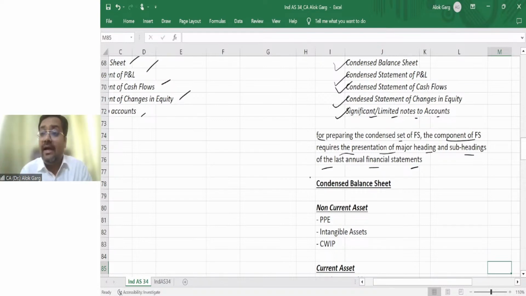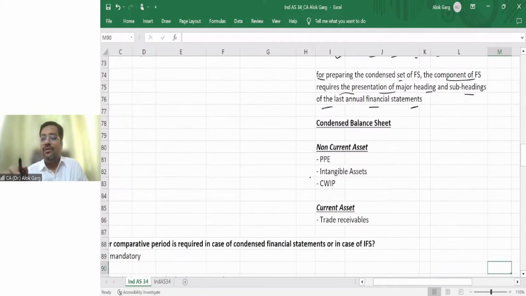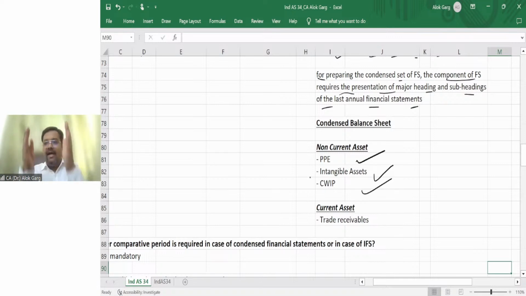For example, in the last annual financial statement, you have filed a balance sheet where non-current assets is there, then PP, intangible assets, CWIP, right? Then current assets is there. The standard says that whatever you have presented in the last annual financial statement, at least you have to maintain the major heading and the subheadings. Like the major heading is non-current assets. And what is the subheading? The subheading is PP, intangible assets, CWIP. This is the subheading, right? So non-current assets, PP, intangible assets, CWIP means the entire balance sheet is required to be given in the condensed balance sheet as well.